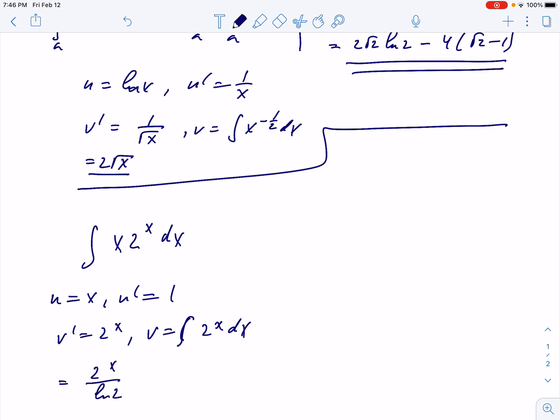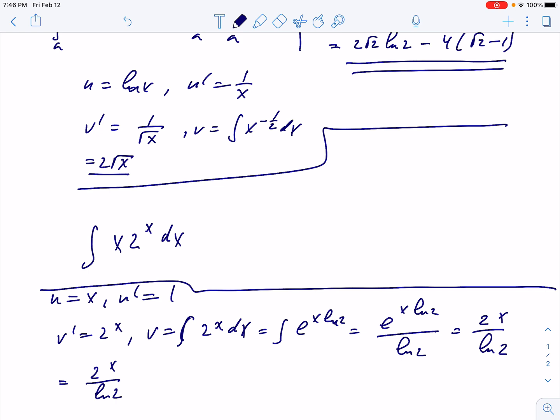We can write it as the integral of exponential x natural log of 2. So this will be exponential x natural log of 2 divided by this coefficient, natural log of 2. And on the top, that's actually 2 to the power x, and here natural log of 2. That's how we integrate such exponentials. And now I shall solve the integral in this space that is left here.